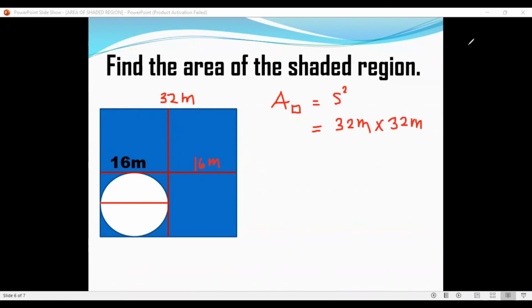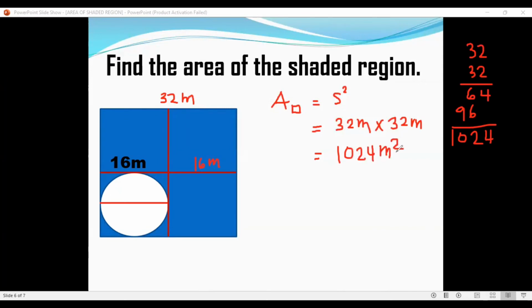Okay, so we have to multiply 32 multiplied by 32. So we have a 4, and then 6, and then 6, 9. And the answer that we are getting is 4, 12, 10. So 1024. So that is the area of our square having a side of 32. So it's 1024 meters square. The next is you have to find the area of your circle.